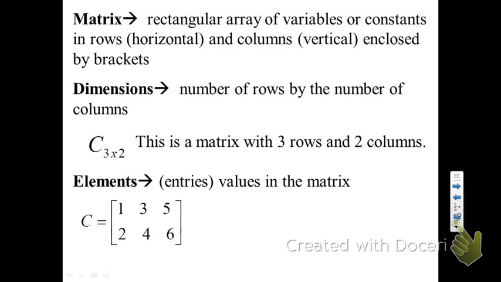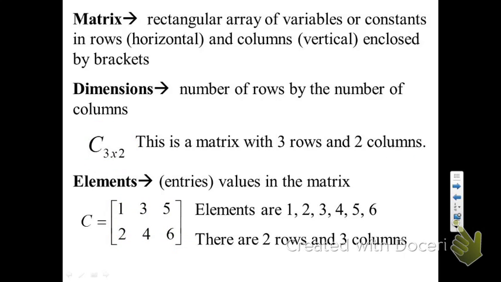So if I give you this one here, this is not 3 rows and 2 columns because there's only 2 rows with 3 columns. So these are not equivalent, they are not equal. The entries again, or the elements, are just the numbers in the matrix. So the elements are 1 through 6, and then I show you here that the dimensions are 2 by 3. 2 rows by 3 columns.